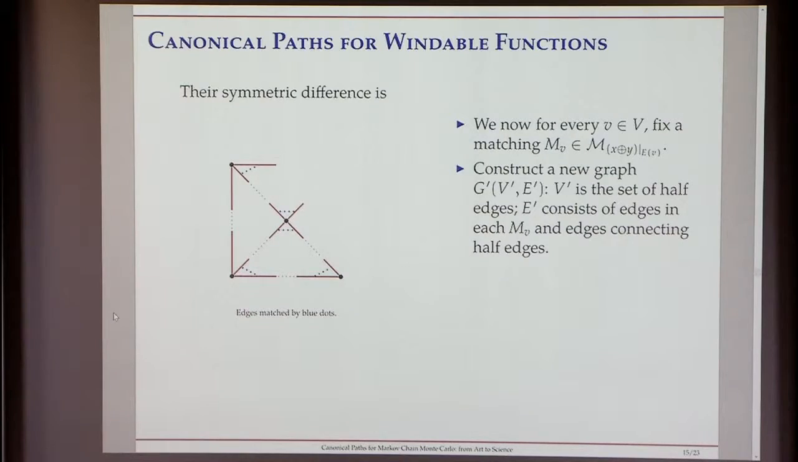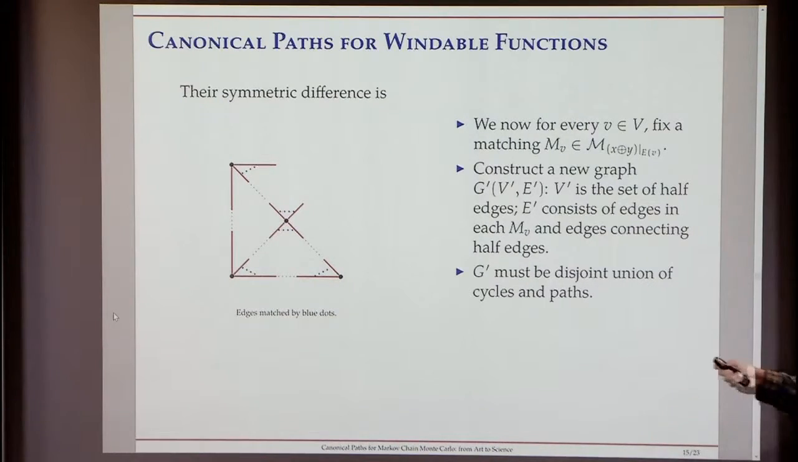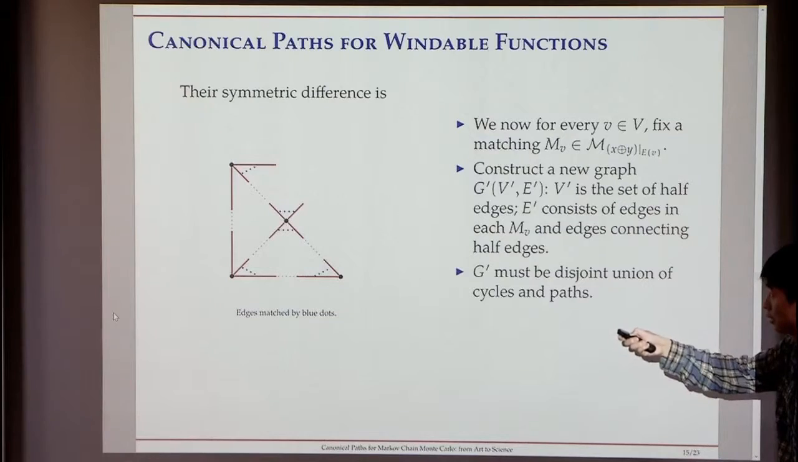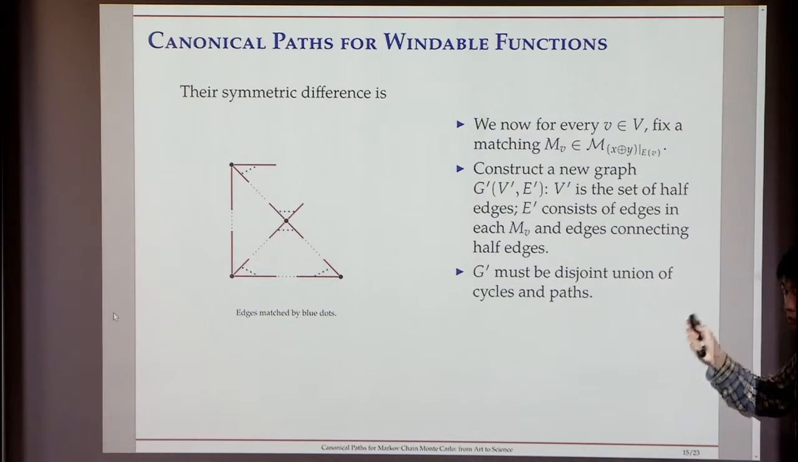And it is easy to see this new graph also consists of disjoint paths and cycles. For example, in this graph, we have two paths. First this edge, then this edge, and then this edge, and then this edge. So this is a path, and we have another path, this edge with this edge, and we have one cycle. So it's this edge, this edge, this edge, this edge. So in this example, we have two disjoint paths and one disjoint cycle.